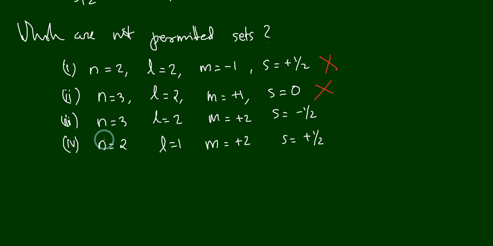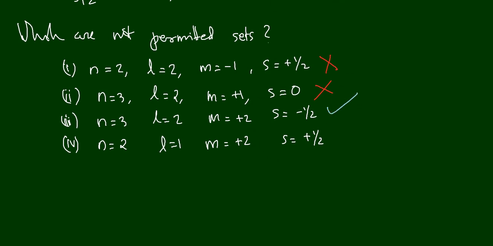And what about the next? n is equal to 3, fine. l is equal to 2, that's also fine, because if n is equal to 3, the maximum value of l is 2. And m is equal to plus 2, that's also fine, because m can have the values from -2 to +2. And what about s? s is equal to minus half, that is also a possible quantum number. So this is possible.